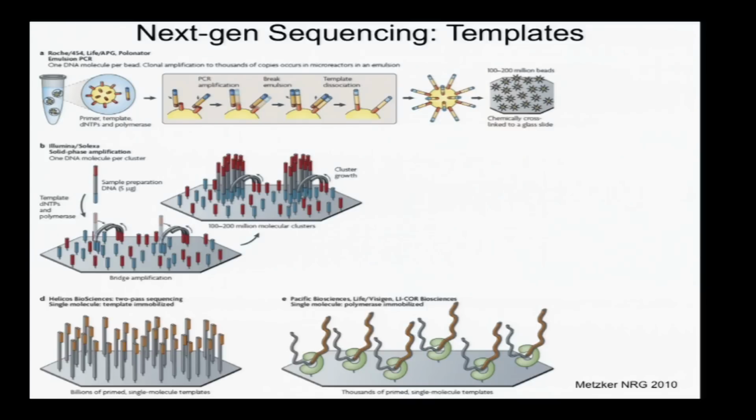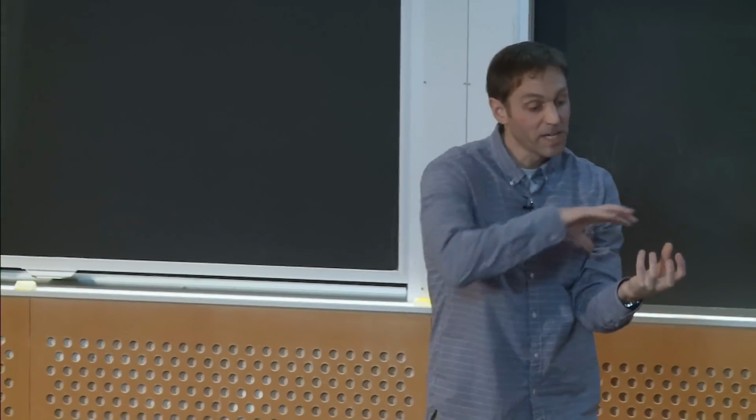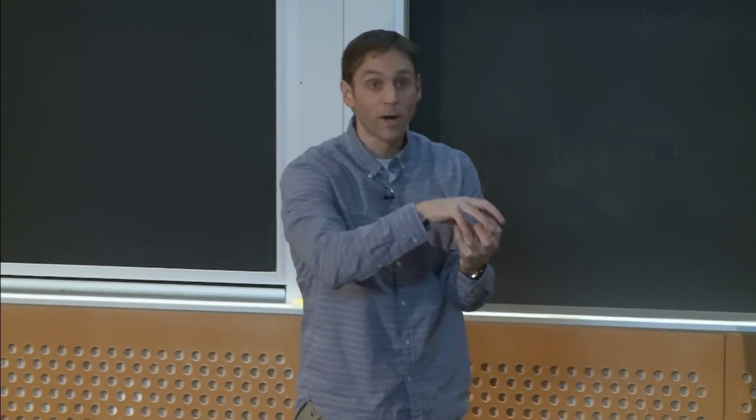So the first next-gen sequencing technology to be published and still used today was from 454, now Roche. And it was based on what's called emulsion PCR. So they have these little beads. The little beads have adapter DNA molecules covalently attached. You incubate the beads with DNA, and you actually make an emulsion. So the emulsion, it's an oil-water emulsion. So each bead, which is hydrophilic, is in a little bubble of water inside oil.